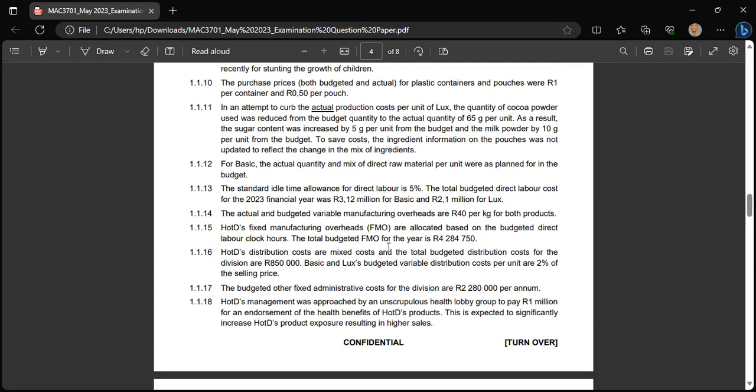All right. So maybe for the sake of good presentation, let me just copy this here. So we have our FMOs, which is the budgeted fixed manufacturing overheads, and we have them as this much here. Let me just copy this and paste it that side. Let me write total fixed costs.